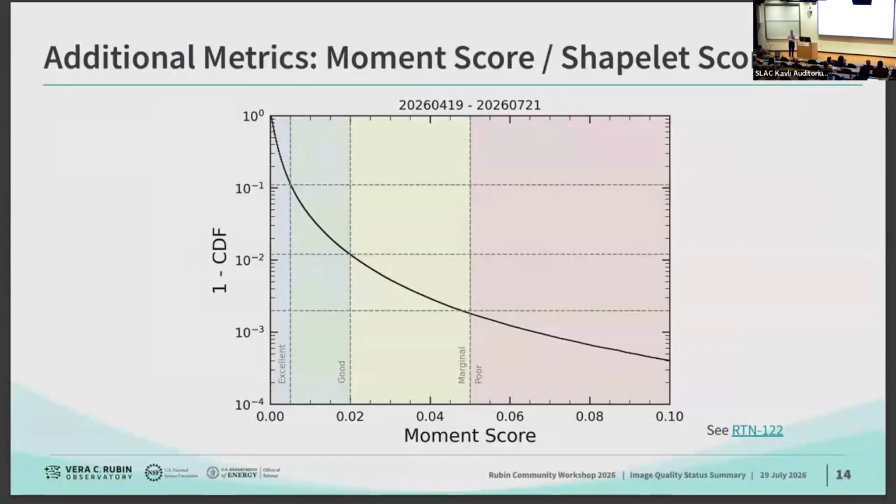If you look at the distribution of these scores, this is on a log scale on the vertical axis, an important note. That's good because the tail of this distribution is at the level of about 1 in 1,000, out in this really poor category, and it's at the percent level for the marginal. So you can see that well over 90% of the individual detector images are fairly well behaved and are well described by their second moments.